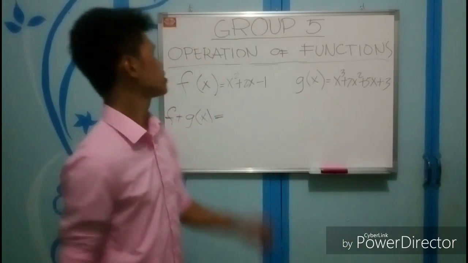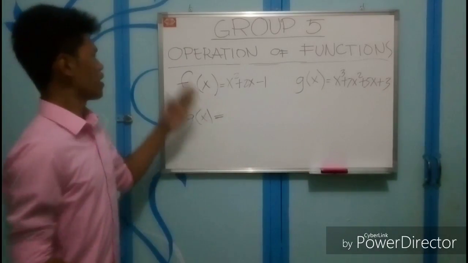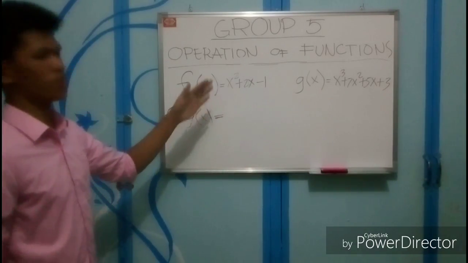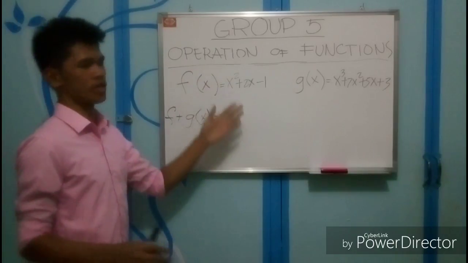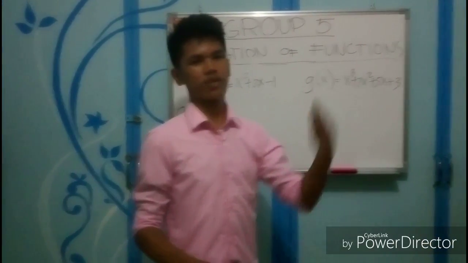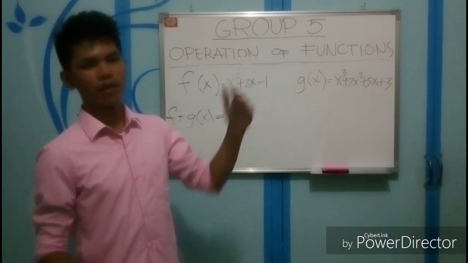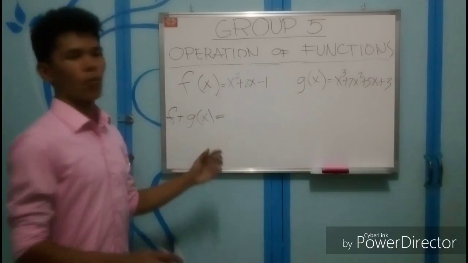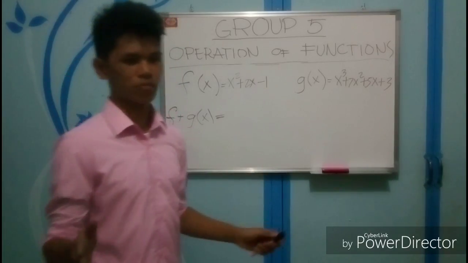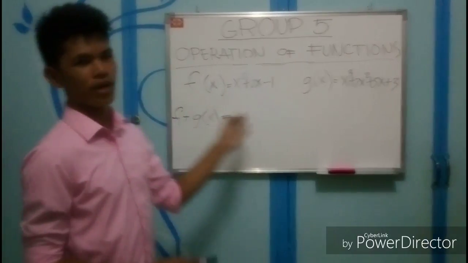Good morning, everyone. I'm here to present the operation of functions. f of x is x squared plus 2x minus 1, and g of x is x squared plus 7x squared plus 5x plus 3. What would happen if we combine like terms in these two? So, we have to combine like terms.